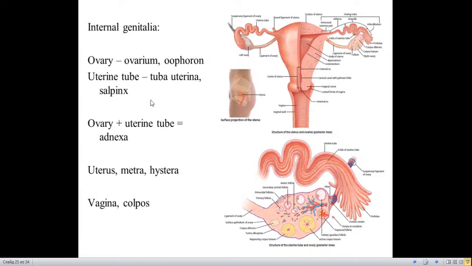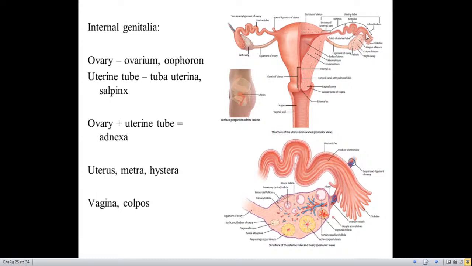First of all, you have to know many additional names of these organs. So, ovary, the Latin name of this organ is ovarium, but you have to know one more name, the Greek one, oophoron. And actually, inflammation of the ovary is known as oophoritis.